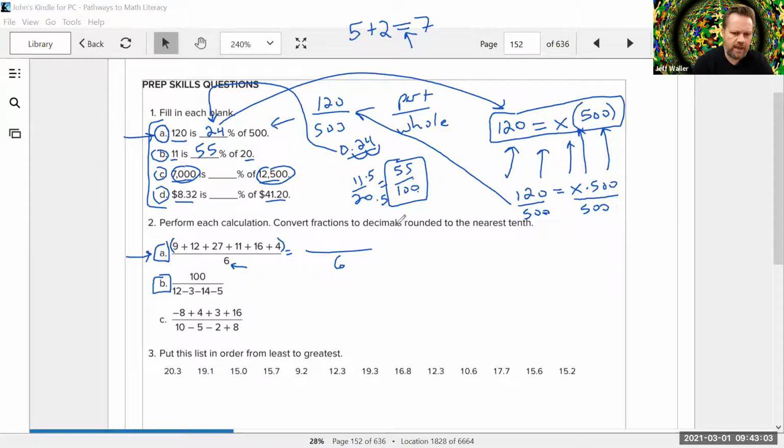And if I add up the top, what do I get? I think I get 79. Did I add that right? 20, 47, 58, 79. Yeah. And that does not go in evenly. So that's why it says convert fractions to decimals rounded to the nearest tenth. Can somebody tell me what that would be then?